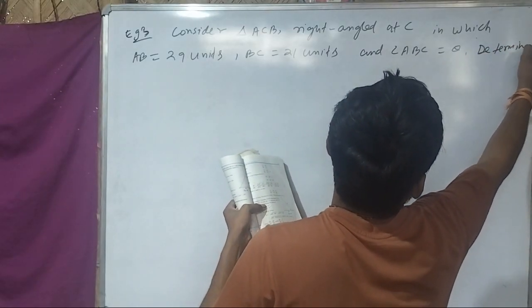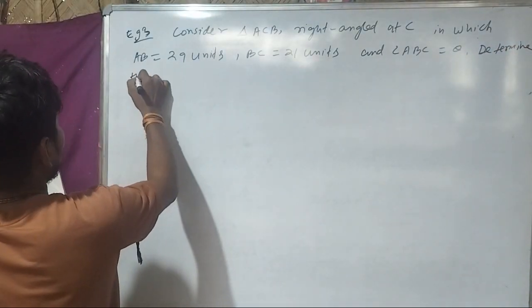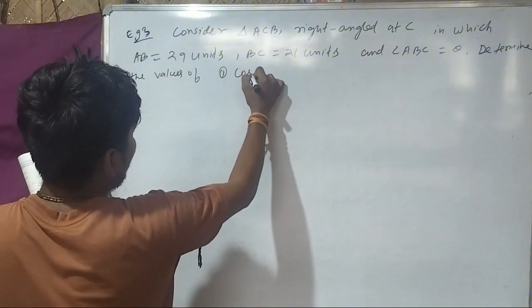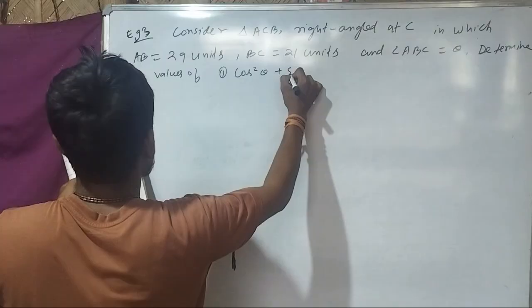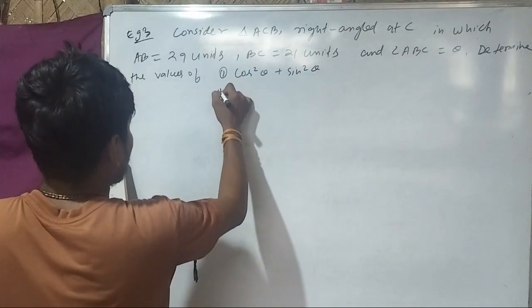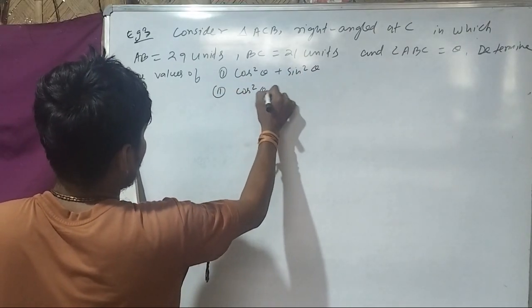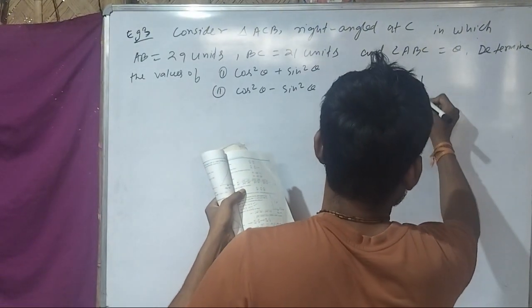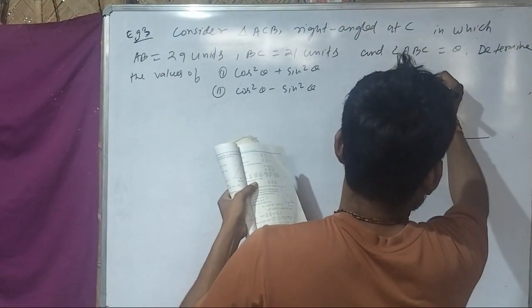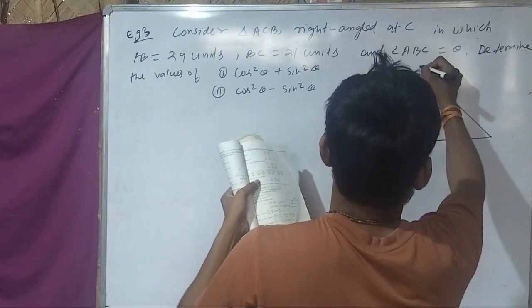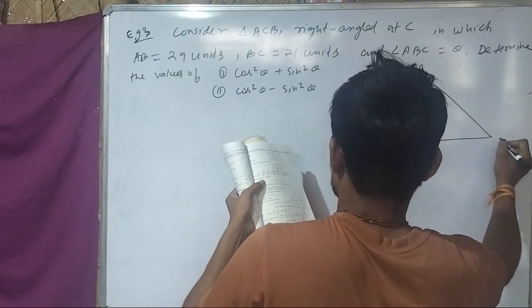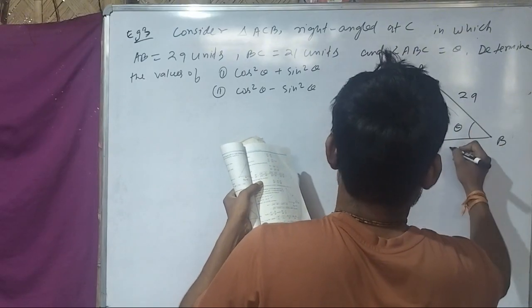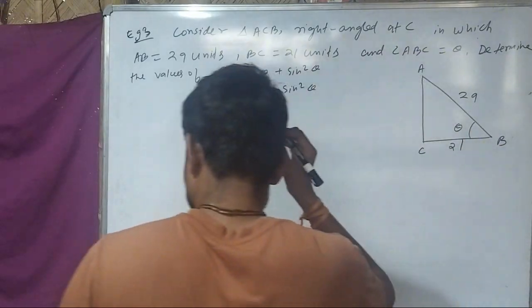Determine the values of cos square theta plus sin square theta, and cos square theta minus sin square theta. Your diagram is given here, with A, C, B, theta, 29, and 21.